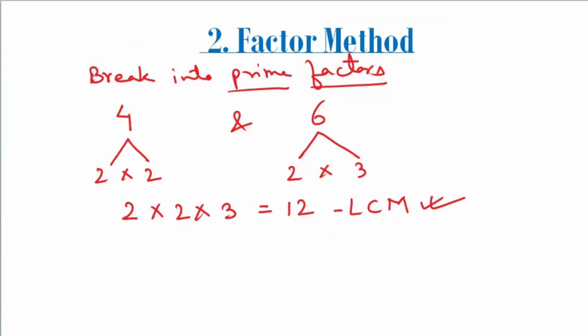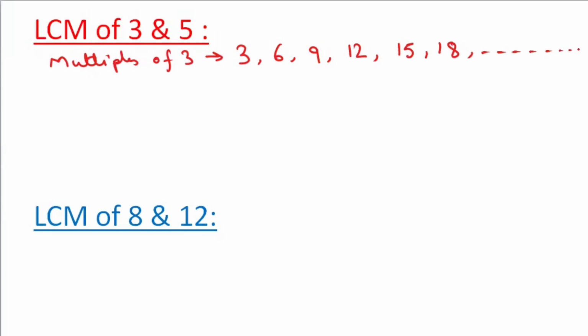Let's solve more questions of LCM. It says find the LCM of 3 and 5. We will use the list of multiples here. So what do we have to do first? We have to find the multiples of 3. What are the multiples of 3? 3, 6, 9, 12, 15, 18. It will go on so on.